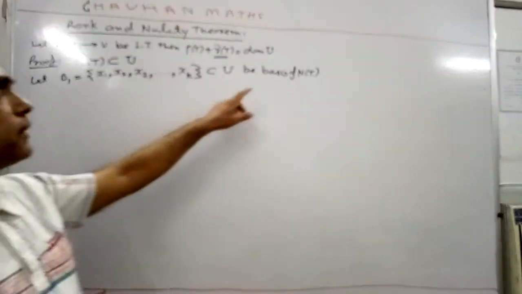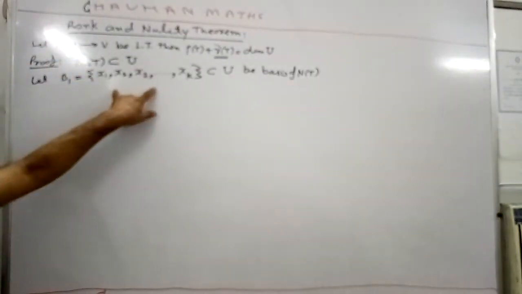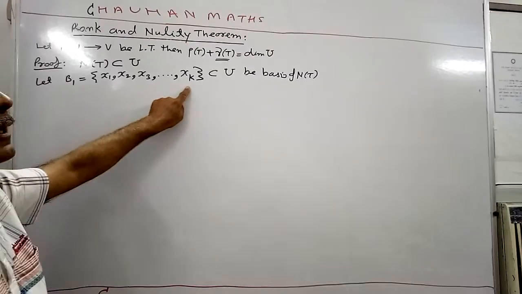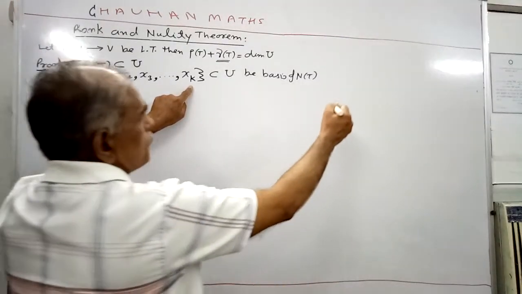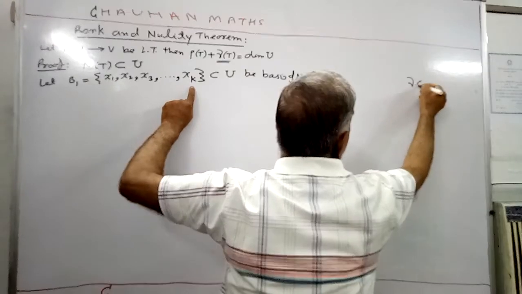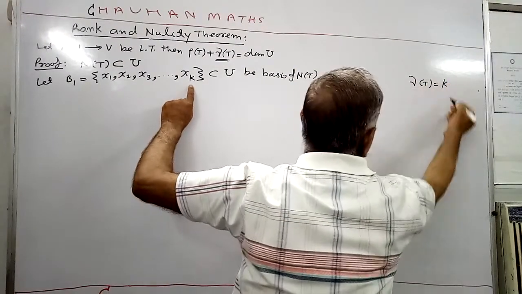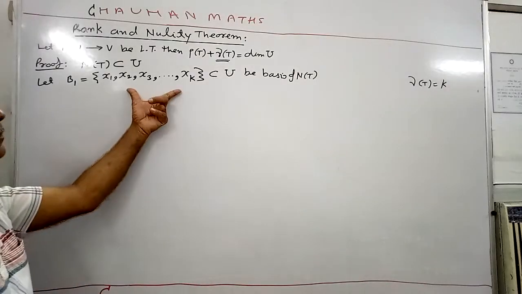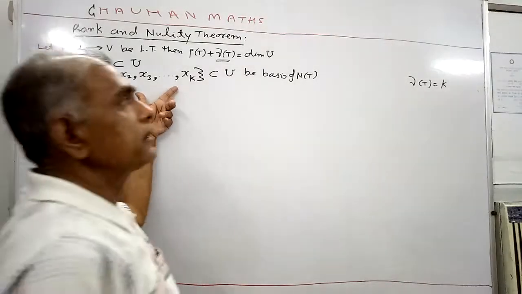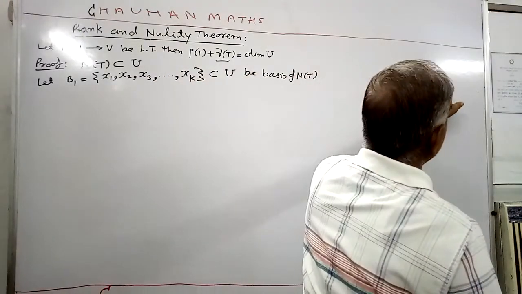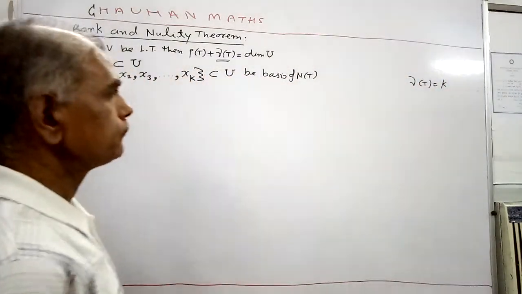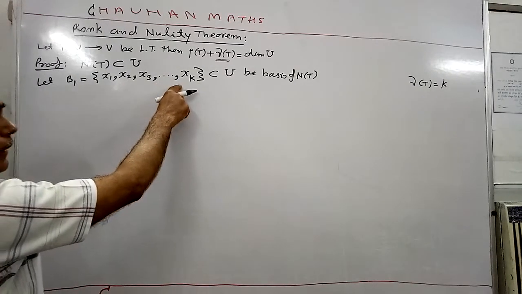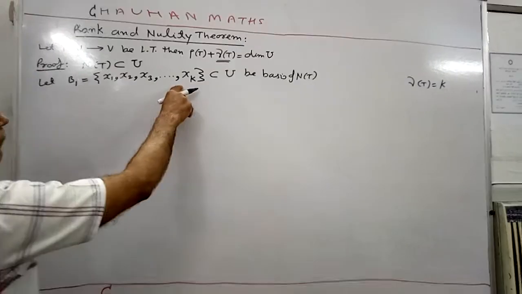Null space of T का इसे basis लेना है, तो इसमें number of elements को nullity T कहते हैं. Nullity T आपकी K हो जाएगी. Number of elements in the basis of null space is called nullity T. So nullity T is K. Now this basis can be extended to form a basis of U.